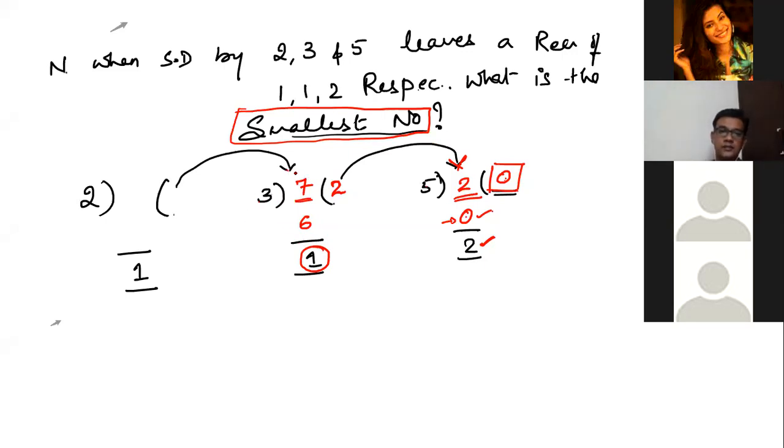Now, where did 7 come from? 7 came from the previous quotient. So, this value should have been 7. Now, 2 into 7 is how much? That's 14. And if 1 has to come here, what should come here? 15. So basically, 15 is the smallest number. N value is 15, the smallest number, which when successively divided by 2, 3, 5, leaves a remainder of 1, 1, 2 respectively. Did we understand, all of us?